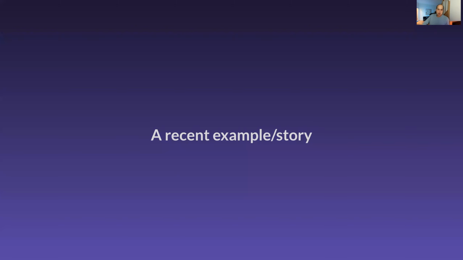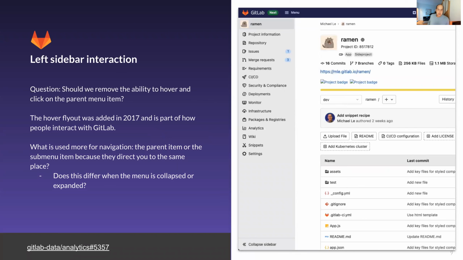Now I'll go through a recent example of how I've used data here. We had this left sidebar interaction, and at the moment we have the ability to click on the parent menu item to go to the page, but we can also hover on the parent menu item, which opens up a submenu that you can click to go through. This behavior has been around since I joined GitLab, way back to 2017 when it was first introduced, and it's basically how people interact with GitLab now.